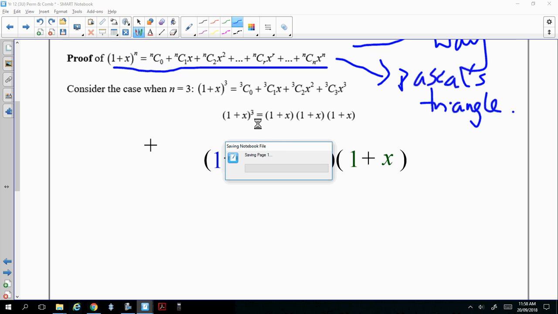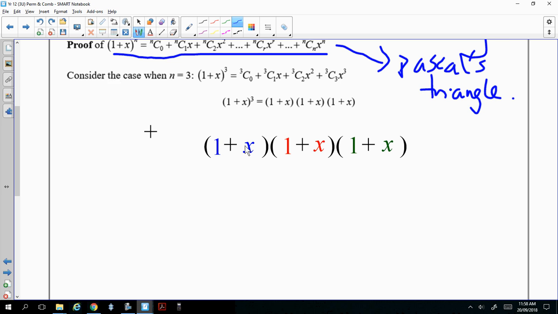So what we do is this. We're going to expand this. Write (1 plus x) cubed, and you get 3 of these. In order to see the selection, we're going to color the 1s and the x's. The first bracket is blue, the second bracket is red, the third bracket is green, so we can distinguish between them.